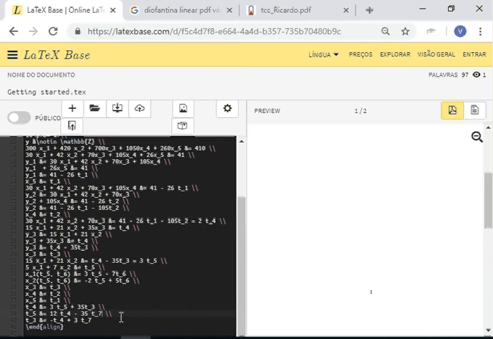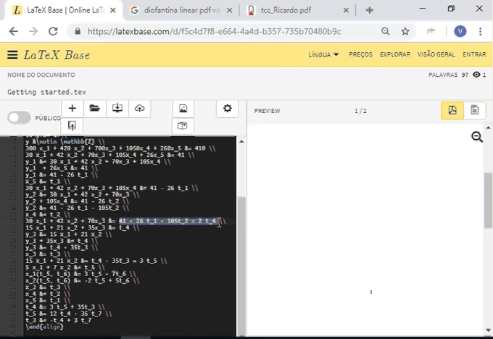T1, T2, T6, T7. It's ready. No, it's not ready. T1, T2, T3, T5, T6. T1, T2, T4, T7. T6. Let's go back to another equation. Here 3 T5, here 2 T4.